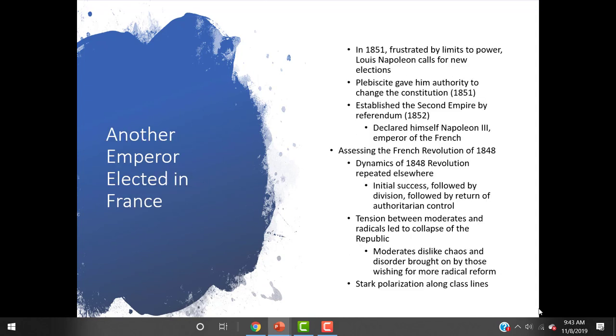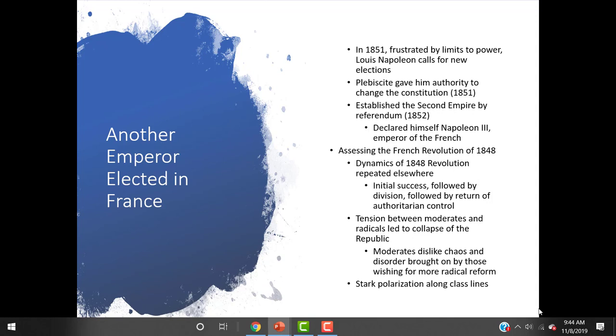In 1851, frustrated by the limits to his power, Louis Napoleon calls for new elections. And the plebiscite gave him authority to change the Constitution, so he established a second empire by referendum and declared himself Napoleon III, the Emperor of France. It sounds like you're hearing the same thing over and over again, doesn't it?